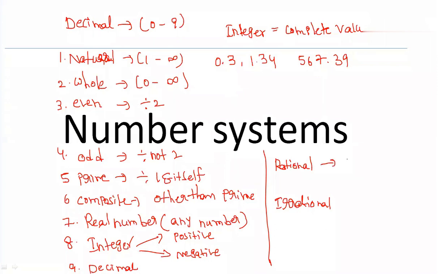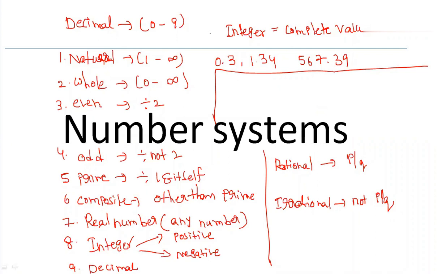Okay. Rational is any number that you can write in the form of P by Q. Irrational is any number that you cannot write in the form of P by Q. Let's understand more regarding rational and irrational numbers. A rational number is anything you can write in the form of numerator and denominator. That means a proper value of numerator P and a proper value of denominator Q you have to write.